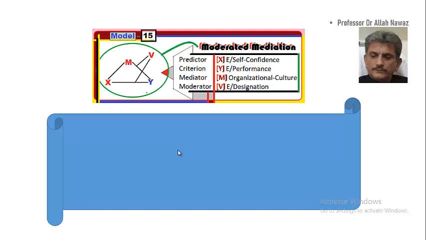And the secondary question was, what if the designation changes from officer to staff member, then what are the results of the process in which self-confidence affects employee performance in the presence of organizational culture. So that is the end of today's lecture.